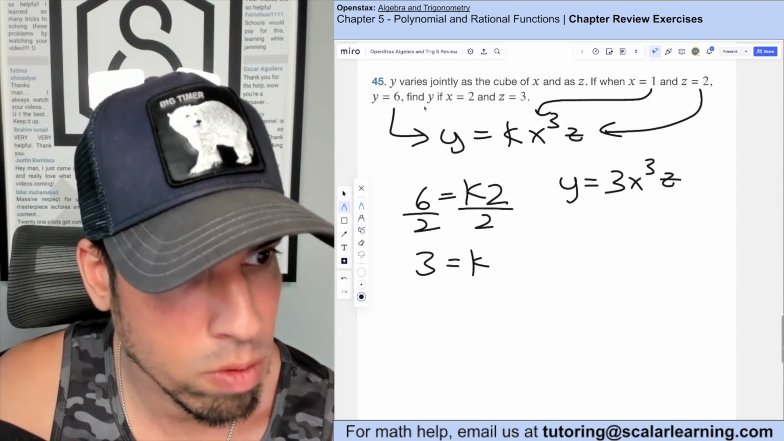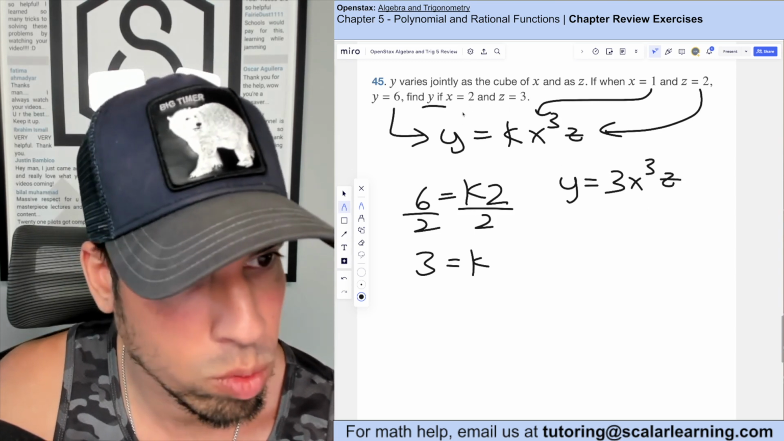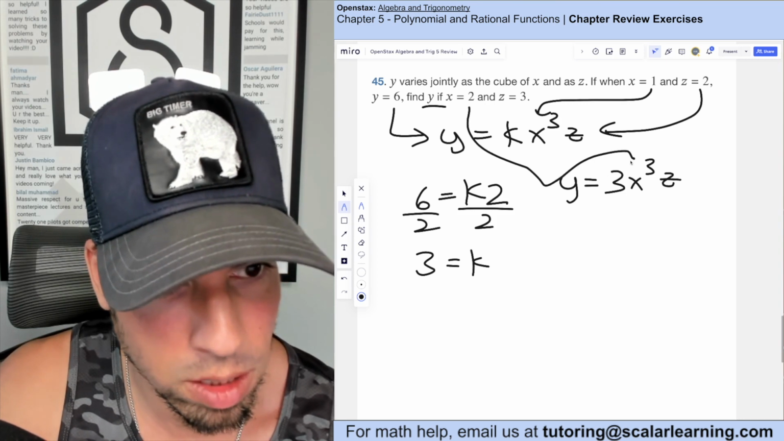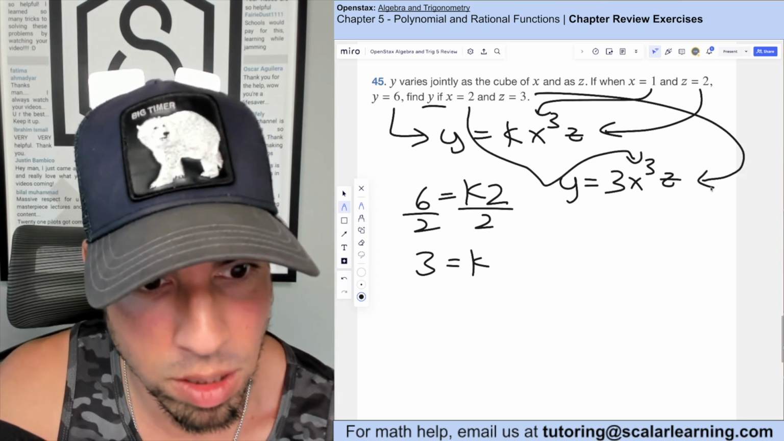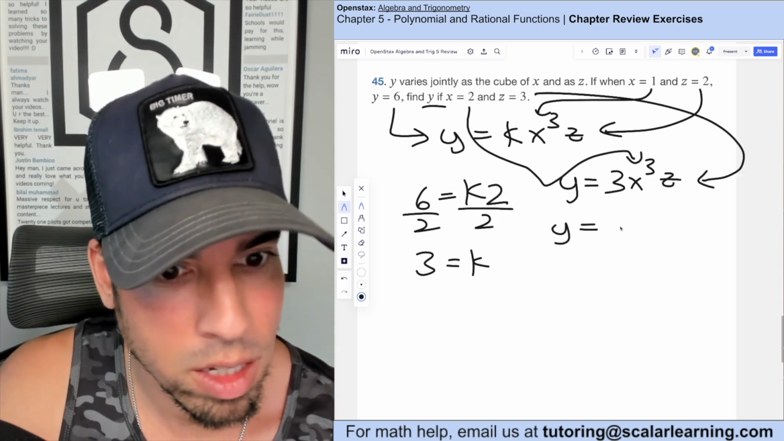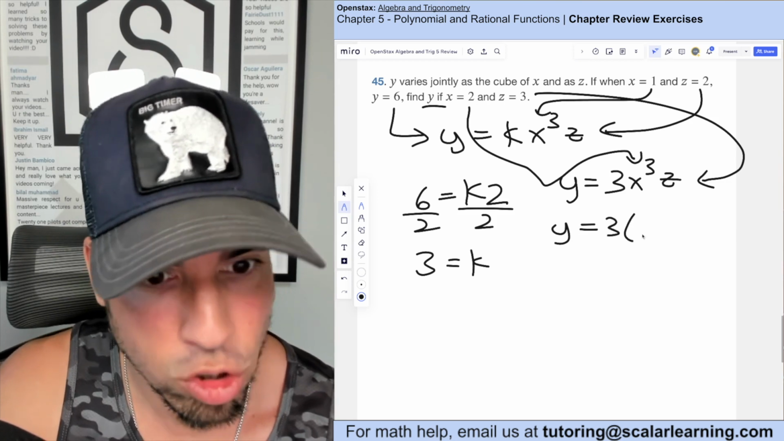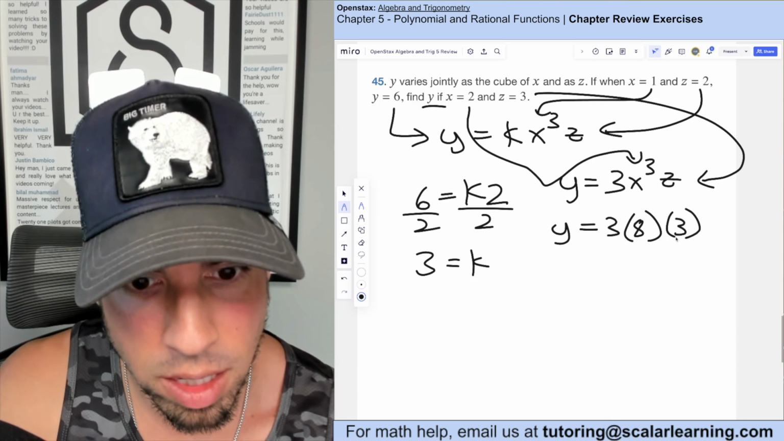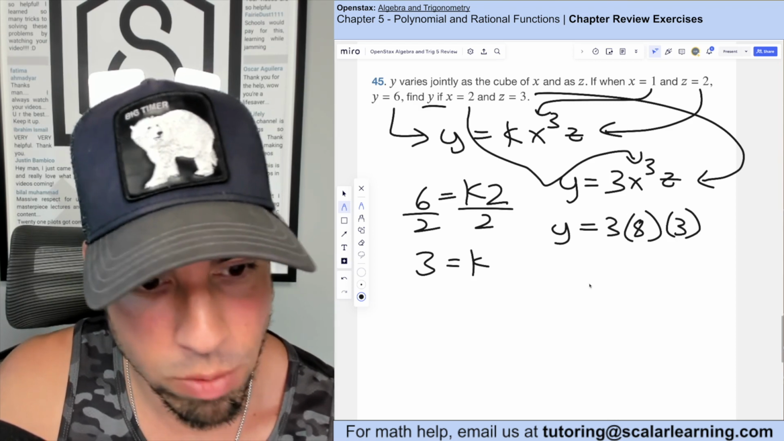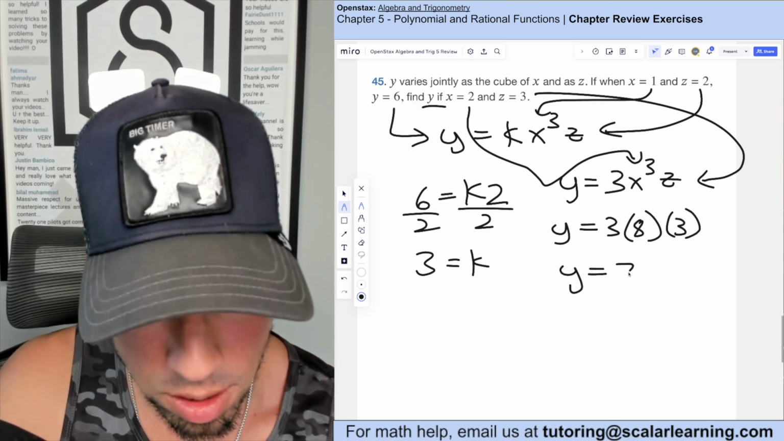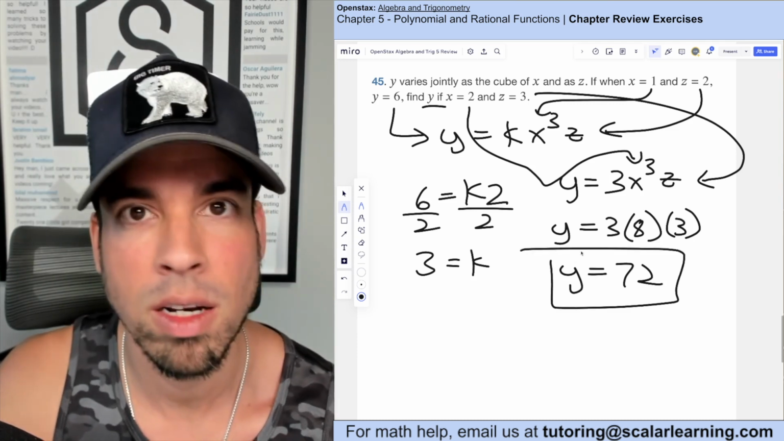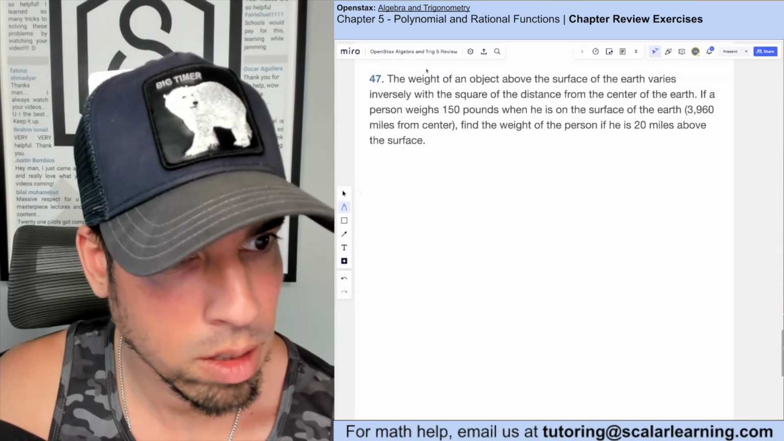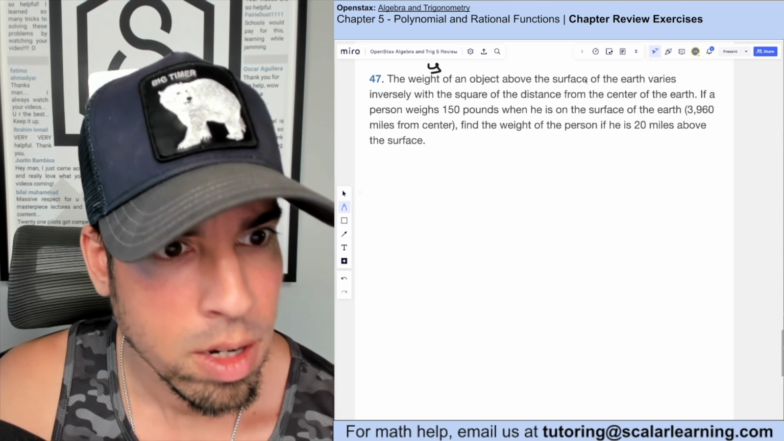And then we're going to solve for y when x equals 2 and z equals 3. We're going to plug those in here. So we have y equals 3 times 2 cubed, which is 2 times 2 times 2, which is 8, and then with that 3 at the end. So this is 3 times 8, which is 24, times 3 again, which is 72. Boom, done.